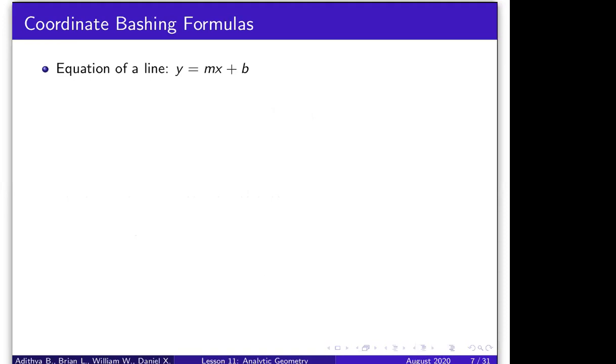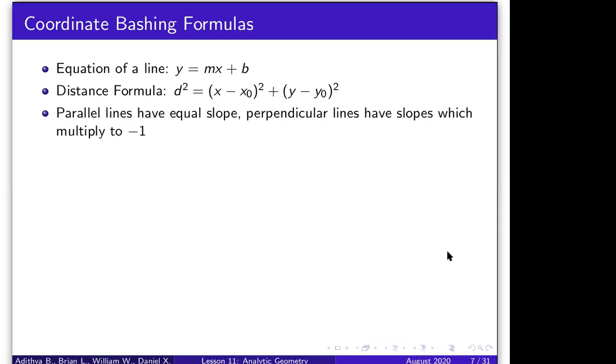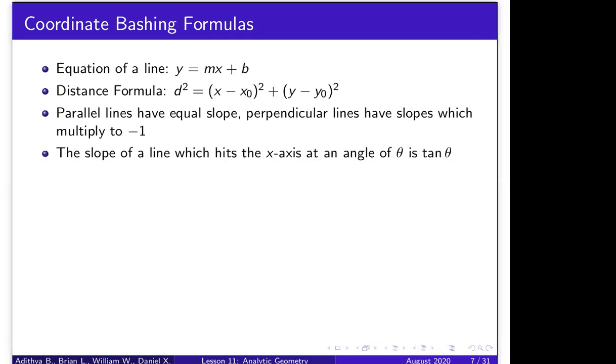The equation of a line, y equals mx plus b. The distance formula is d squared equals x minus x naught squared plus y minus y naught squared. And we also have that parallel lines have equal slope and perpendicular lines have slopes which multiply to negative 1. We also have that the slope of a line which hits the x-axis at an angle of theta is tan theta. This one you may not have seen before. It's pretty easy to prove. Just drop it down and use trigonometry.